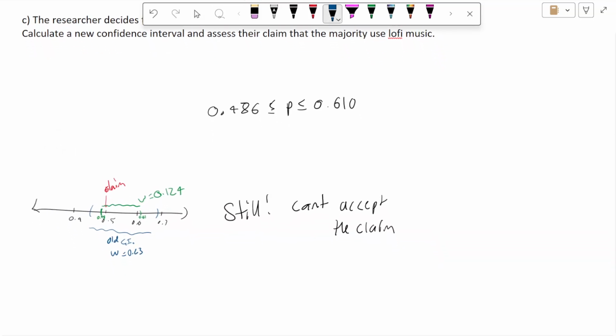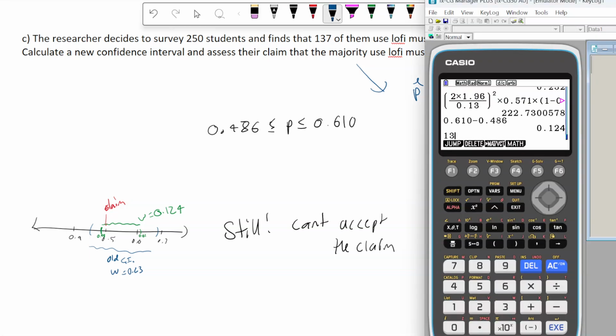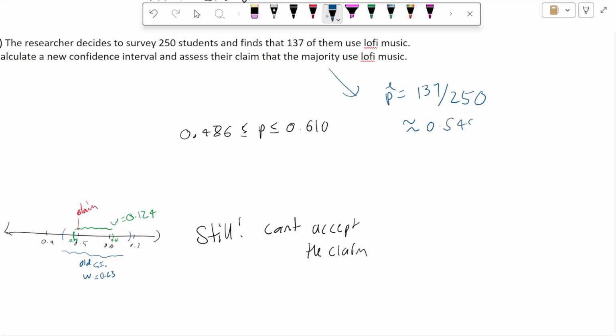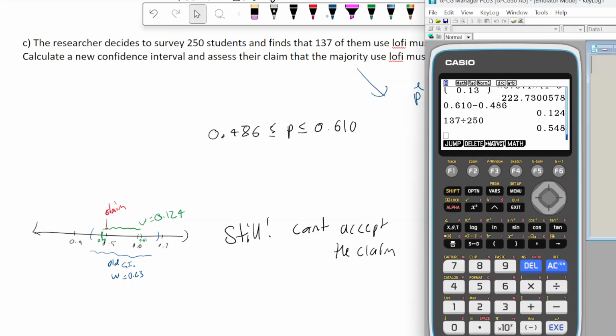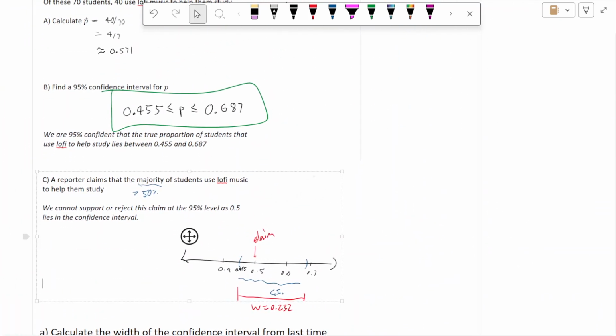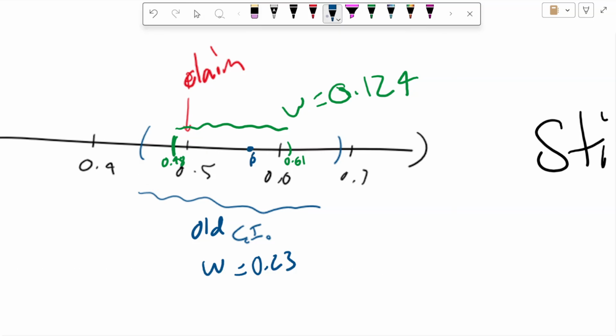Now I'll tell you, P hat for this new survey has changed. So P hat there was 137 out of 250. And if we work that out, that's 0.548. By the way, another way to work that out if you want is you can actually look at your confidence interval and calculate the average, add the bounds and halve it. You will also get 0.548. The old P hat was, where was it? 0.571. So with our old P hat, there it is. Apologies about my squish drawing. And then the P hat new is a little bit lower.